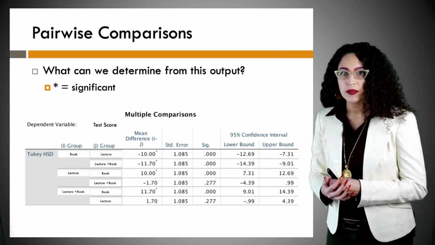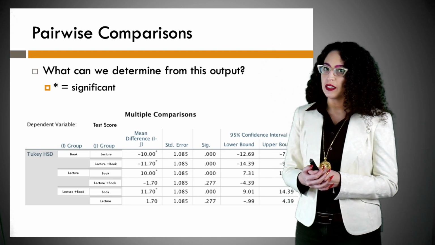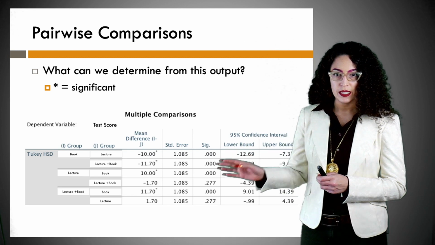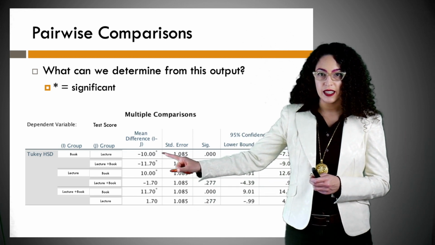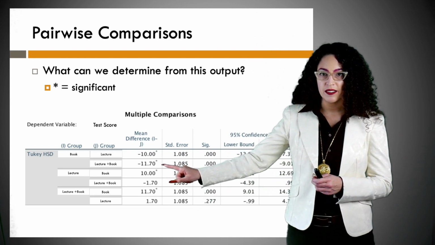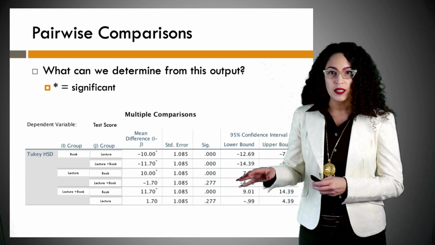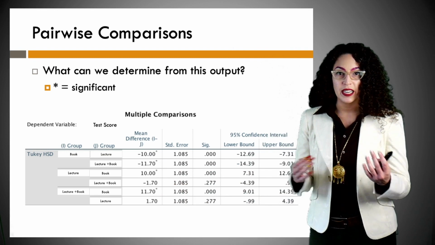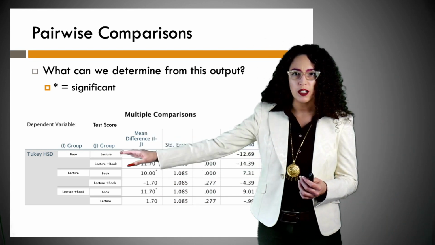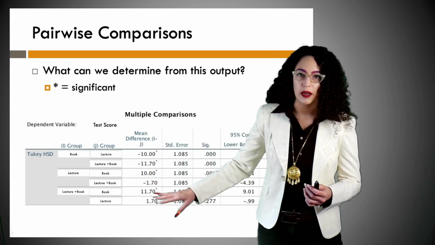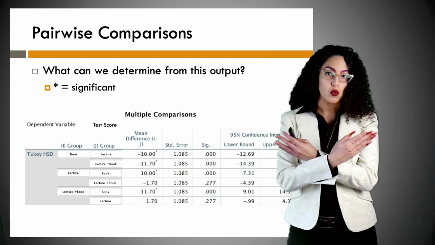So what can we determine from this output? What is all this? First off, I'm going to let you know that half of this is a repeat. If you look right here, we have negative 10, here we have positive 10. We have negative 11.7, positive 11.7, and so on. What this is doing is taking the difference, but in all directions. So book minus lecture, and then over here, lecture minus book. So it's the same information, just switched.